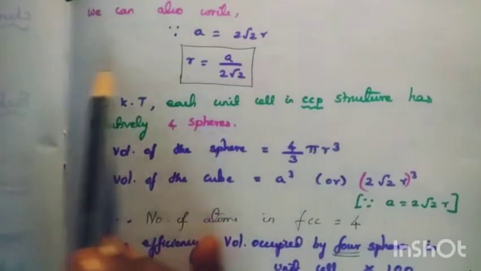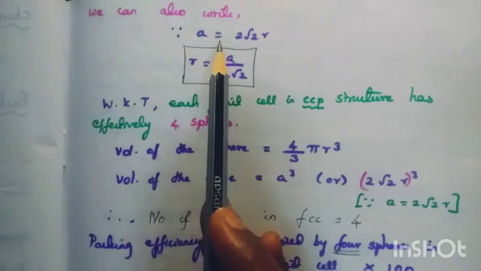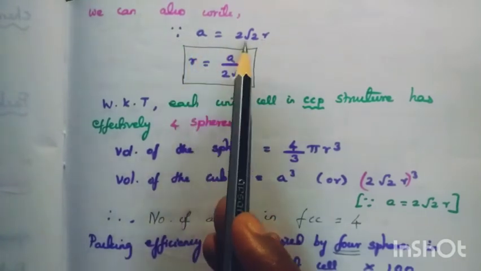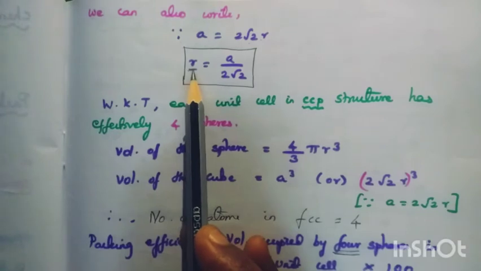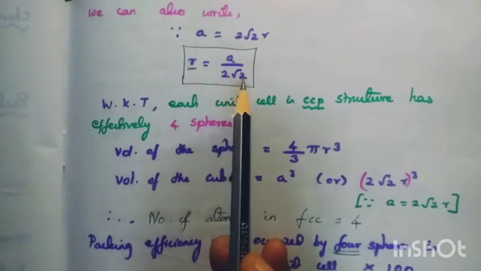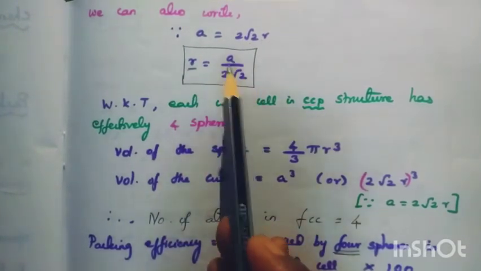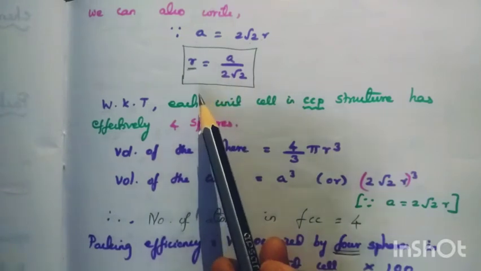We can also write A is equal to 2 root 2 into R. This one we found, no. We are going to find the R. R is equal to A by 2 root 2. Why are we calculating all these? We are going to find the packing efficiency, no.